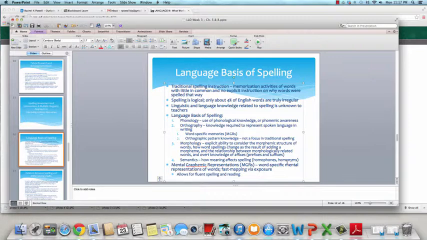And then they talk about the mental graphemic representations, or MGR, separately. These are word-specific mental representations of words, and essentially you're causing the students to have a fast mapping of the word via exposure, and this allows for fluent spelling and reading skills. So this is an approach you can take to teaching spelling.